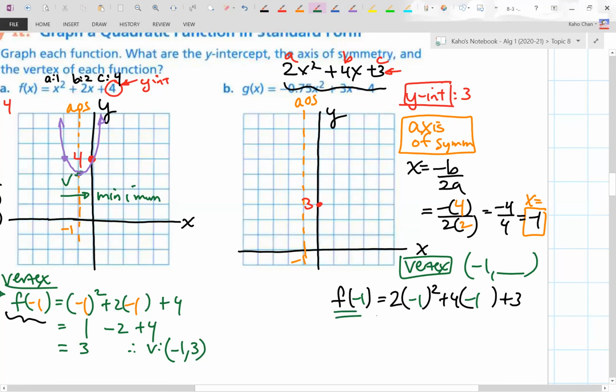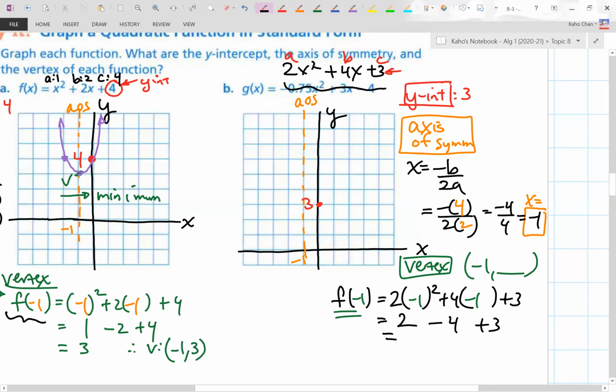Please understand this is function notation. F of -1 means you're plugging in -1 and you will spit out an answer. Watch what you're doing here. Don't do 2 times -1, that's bad. -1 squared is +1 times 2 is 2. The middle term, plus 4 times negative 1 is negative 4, and then plus 3.